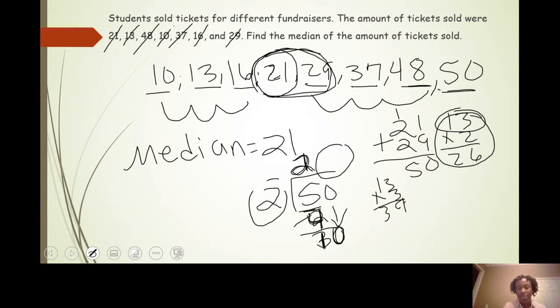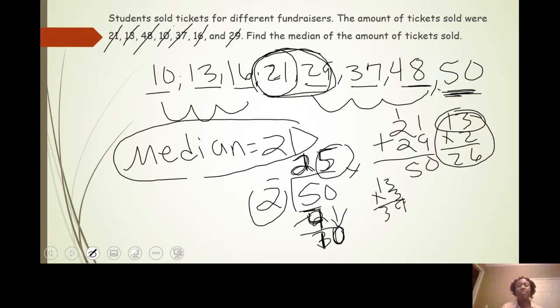And then we brought down our 0. And now the closest I can get to 10 is 5. So now our median would be 25 if I had an extra number over here. All right, let's try one more problem. So when you're working on your paper, if your answer was 21, then you are correct. The 25 was a what if problem.